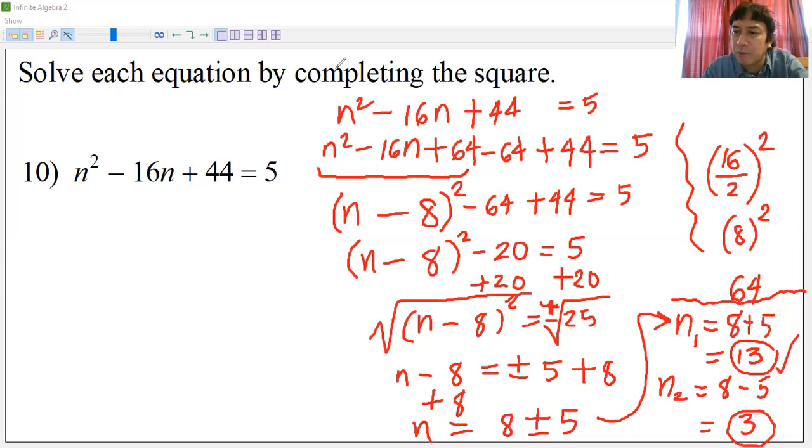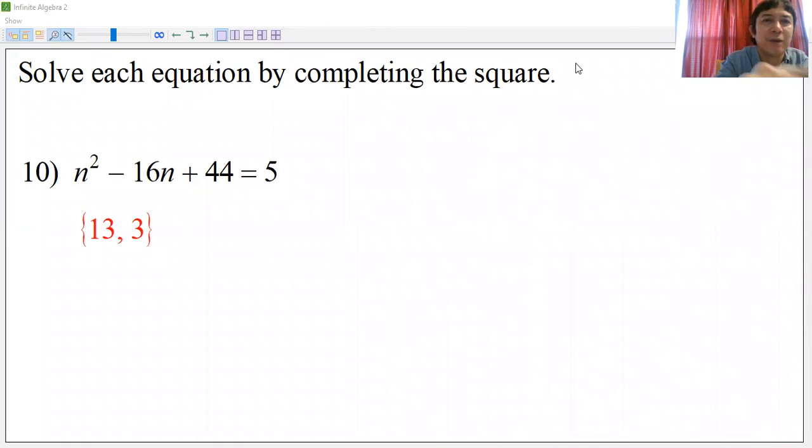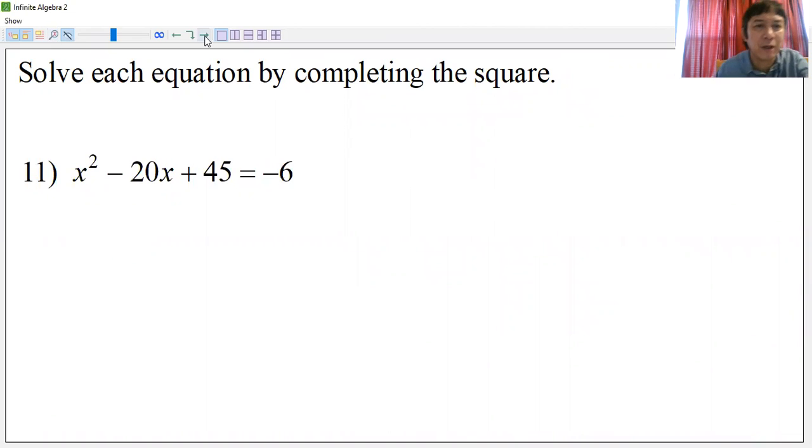So we have two answers. Like what I said, in a quadratic equation, you expect two values. And so the answers are 13 and 3. Okay. Number 11. Here's number 11.